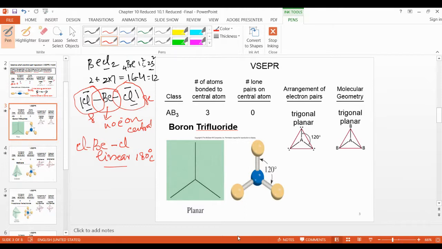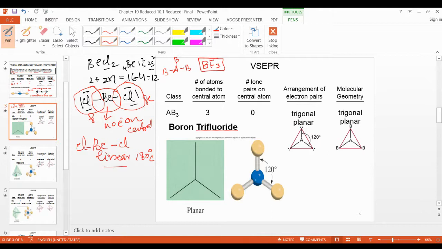AB3 type. We can write A central and B, B, B around it. This is AB3 type, and this is an example: BF3, boron trifluoride.